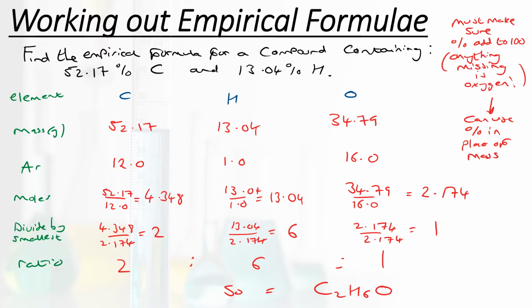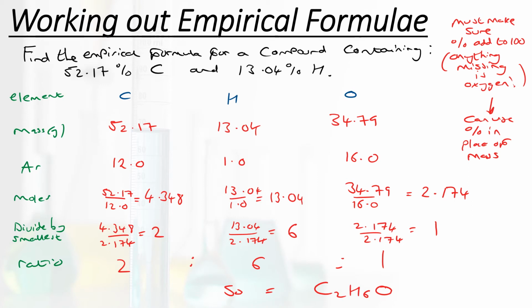Now the way that I do these empirical formula questions is to set the thing out as kind of like a table. So first of all, to have the element written at the top, so either carbon, hydrogen or oxygen. Then to put the mass underneath. Now the mass, as I said, could be grams or it could be percentage. If it's given to you as a percentage, you can just directly use the percentage in place of the mass. So pretend that the percentage is in grams essentially. So we have 52.17 for carbon, 13.04 for hydrogen, 34.79 for oxygen.